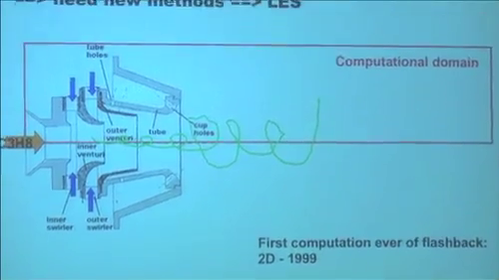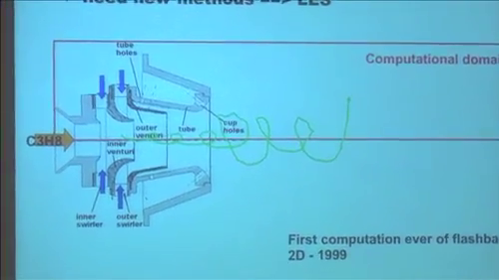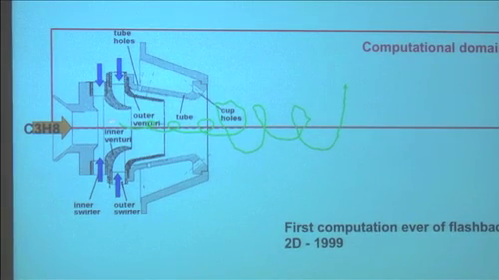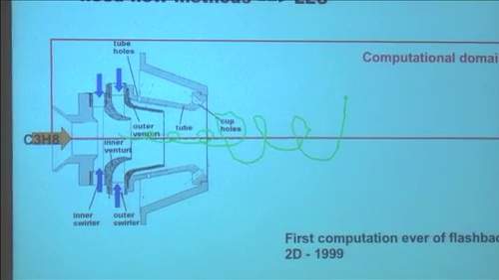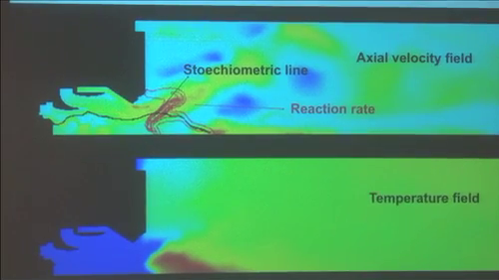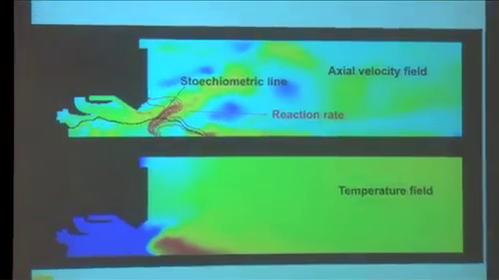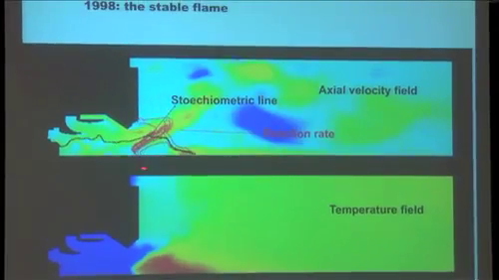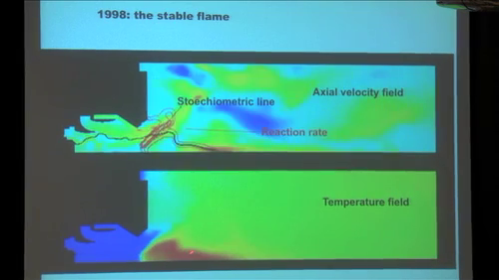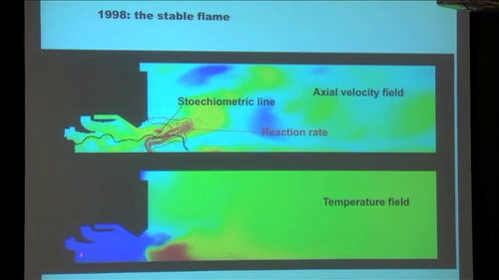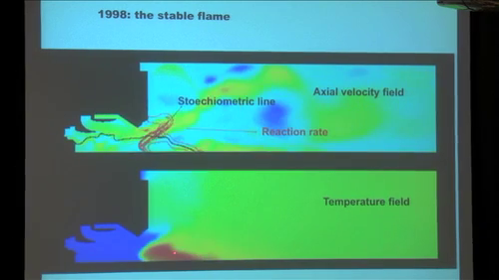An example of a very old LES we did a long time ago of a system like this. This is a SNECMA injector. We're going to compute only one side of it. I just want you to see the results here. So this is typically the stoichiometric line, this is the reaction rate, and this is the temperature. So basically the flame stays here where it should be. You inject, you mix, and the flame burns here.